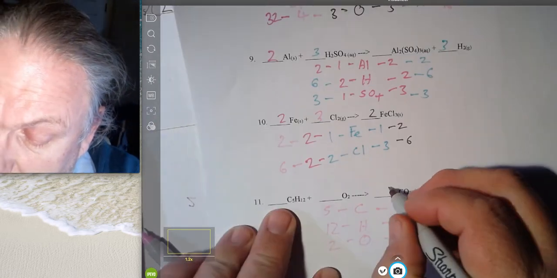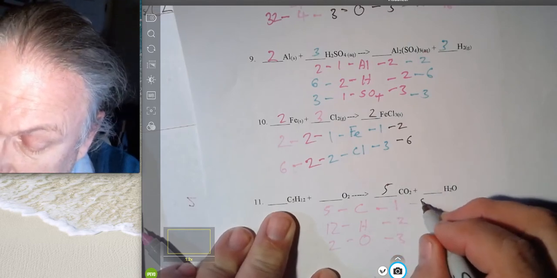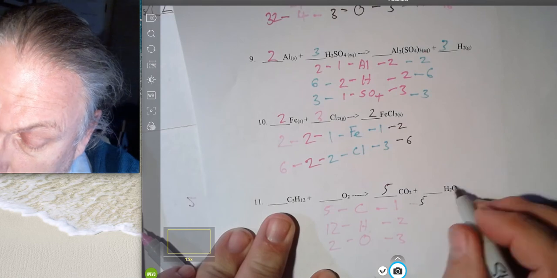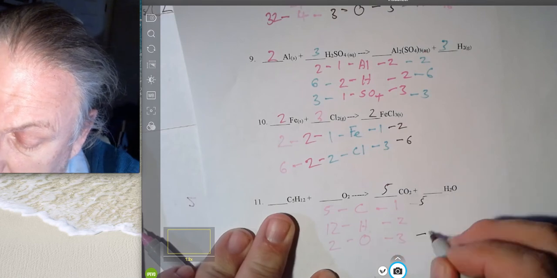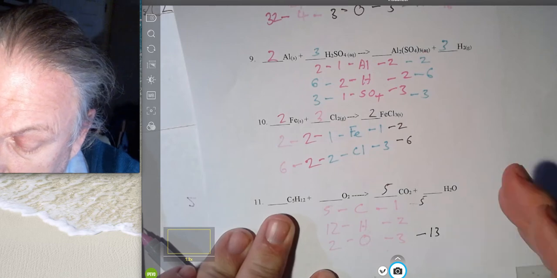So I'm going to put 5 moles of carbon dioxide. So that's 5. So let's see. That's 5 carbons. That's good. I got 5 times 2 plus 1. I've got 11 oxygens. So I'm not there yet.